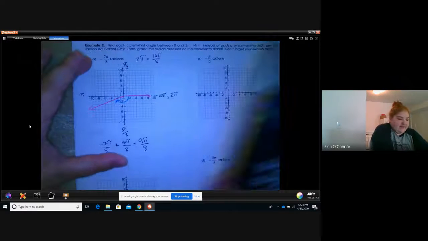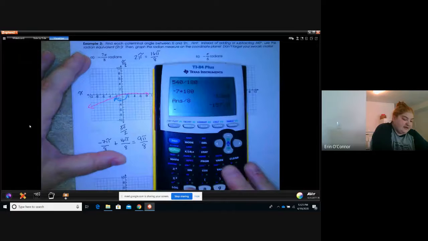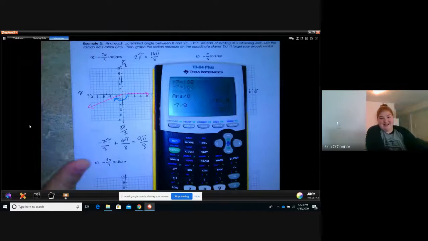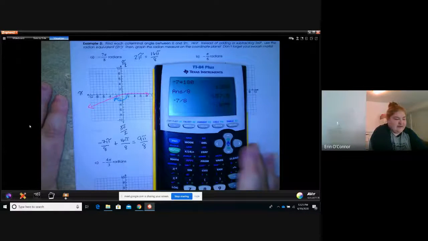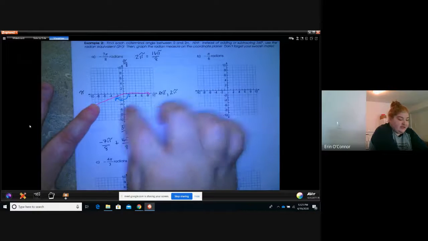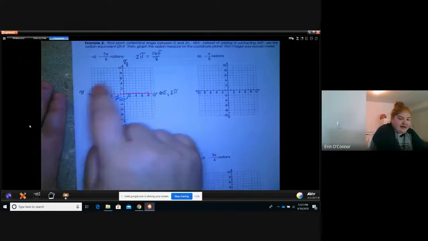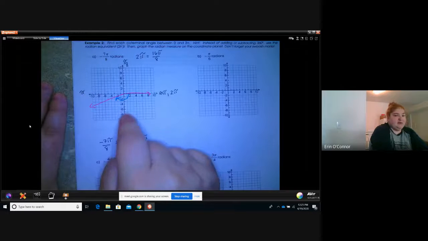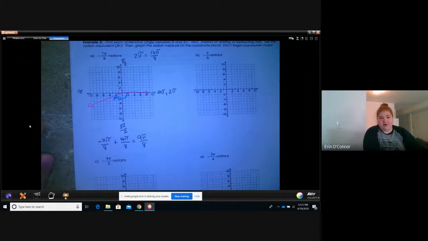Another way you can look at that is if I do negative 7 divided by 8 in here, I get negative 0.875, which has an absolute value greater than 0.5, and it's closer to 1 than it is to 0.5. So that's how I knew where to go. Okay, for the next one.